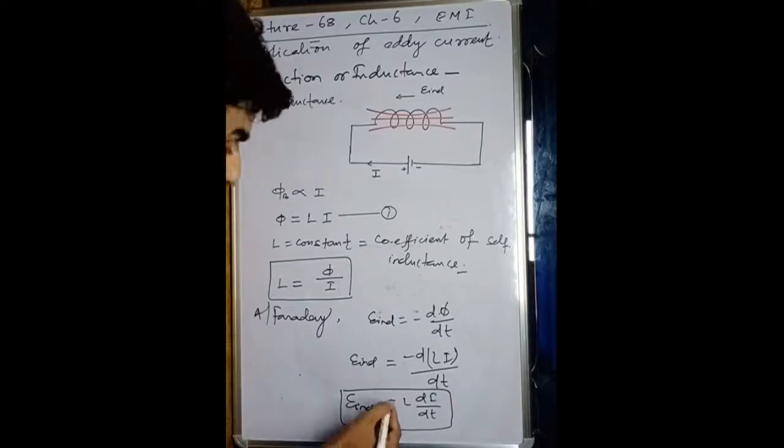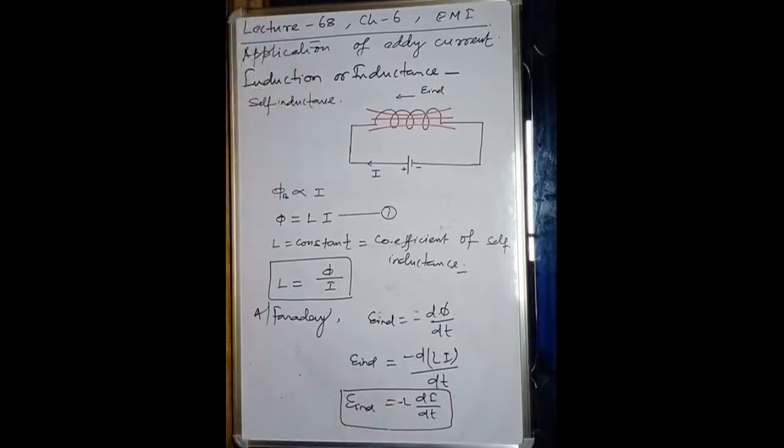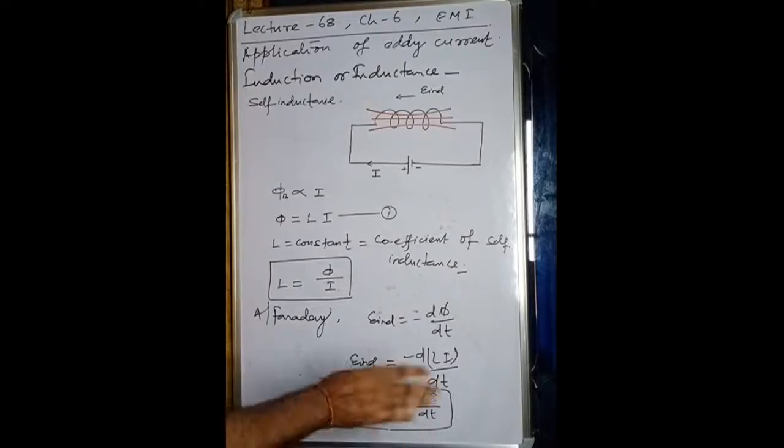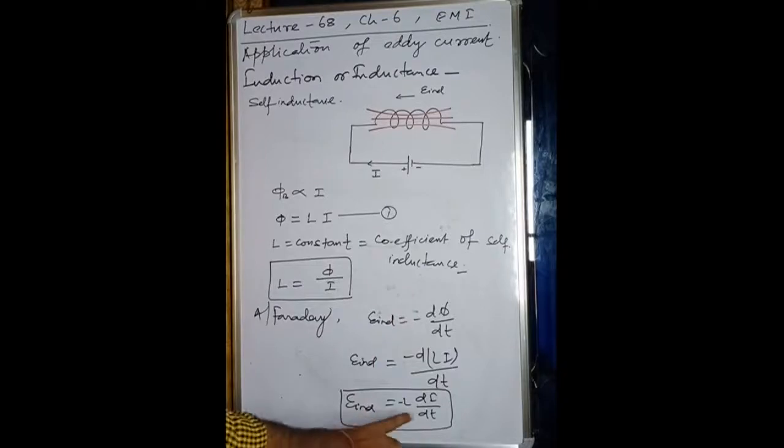Here, I'm sorry, I left out this negative sign. This negative sign represents that the induced EMF will be opposite to the change in current. If di by dt is decreasing, then it will oppose. If it is increasing, then again it will oppose. And this negative sign actually explains that. So the rate of change of current times the self-inductance gives you the induced EMF across an inductor.